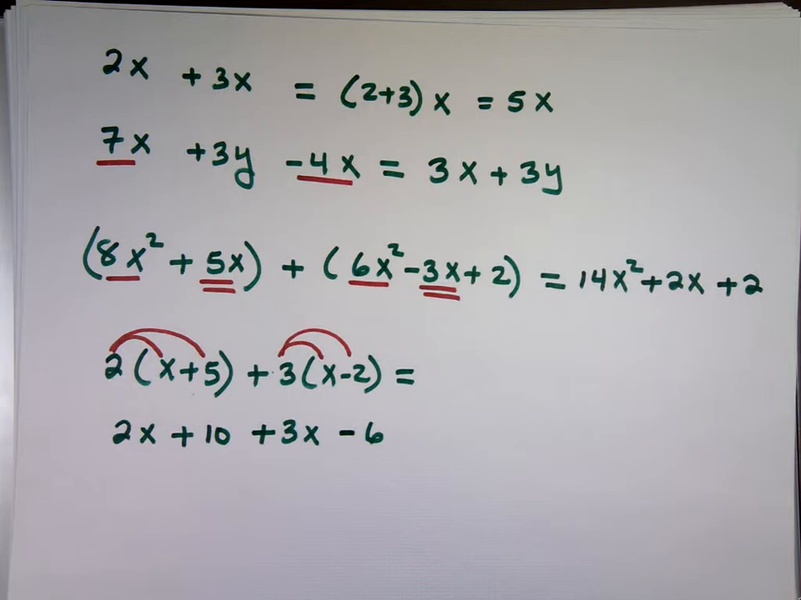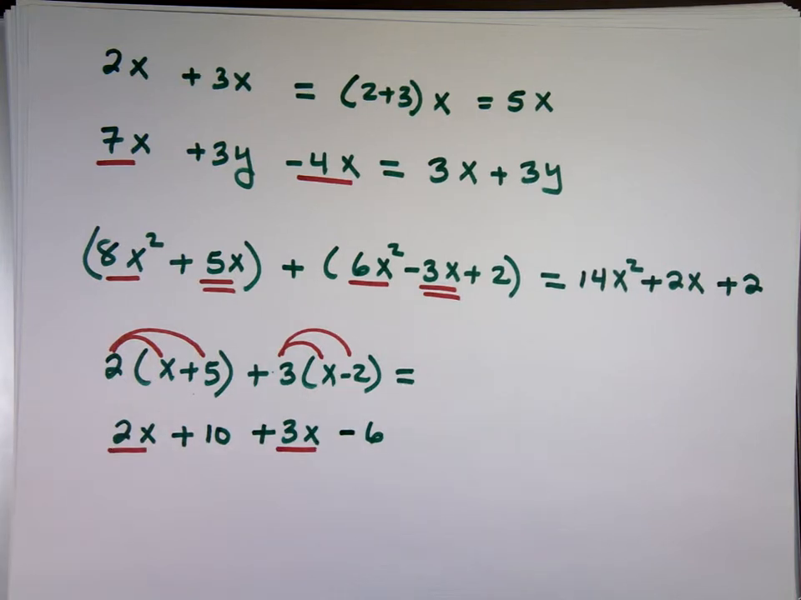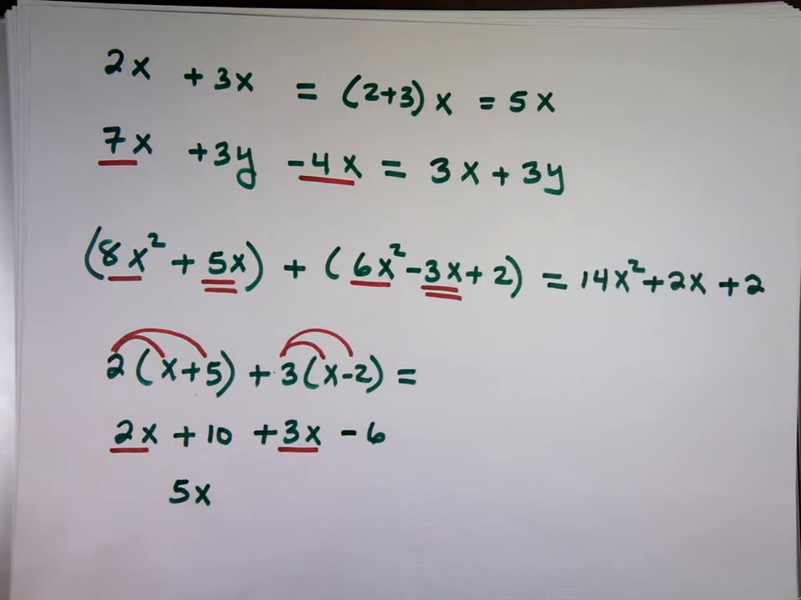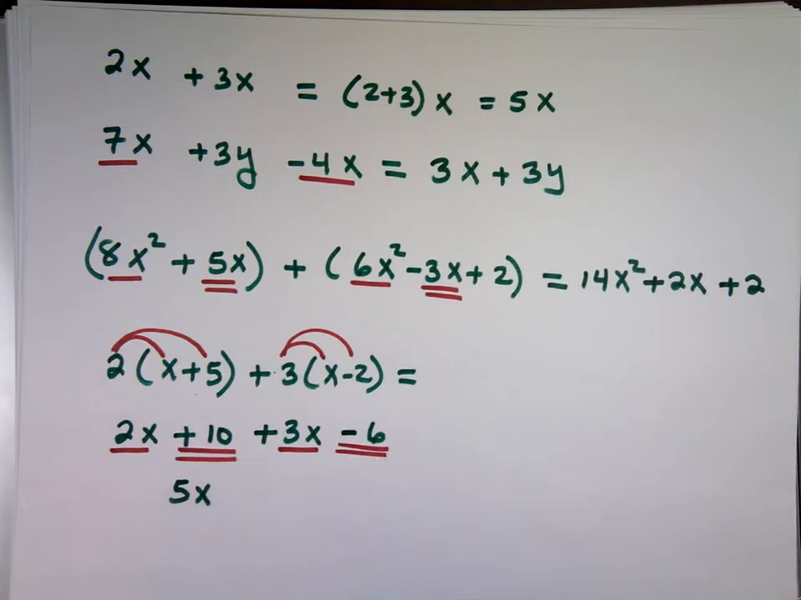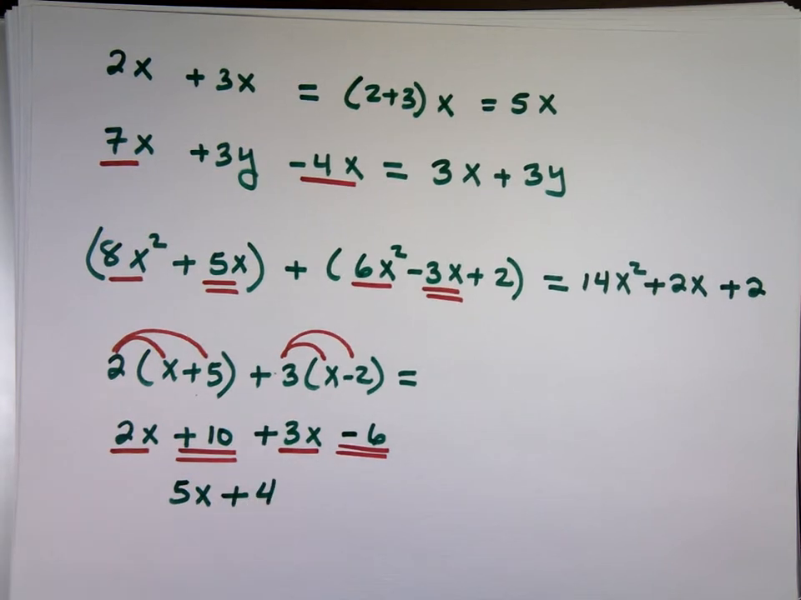Now we look for like terms. These two are like terms. So that's a 5x plus 4. So when you simplify that expression, you end up with 5x plus 4.